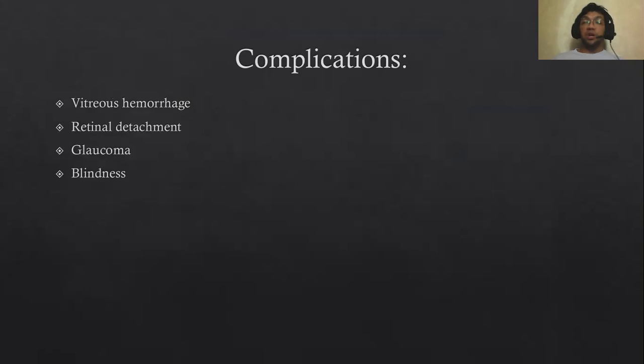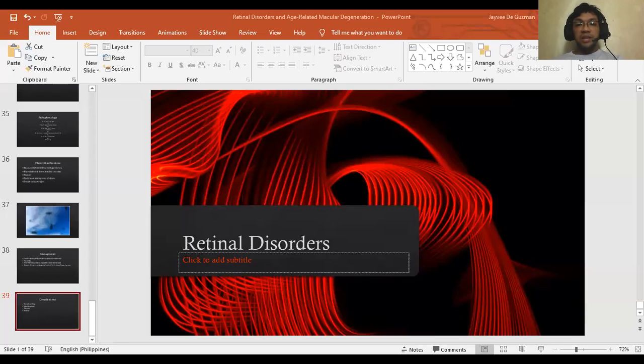Complications, of course, vitreous hemorrhage. You will see that their eyes will become bloodshot as well due to the blood leaking into the vitreous humor. Of course, with those abnormal blood vessels that are growing, retinal detachment is going to occur. Glaucoma will also be present, and of course, complete blindness will happen to a patient who has diabetic retinopathy. So that's it for the eye disorders.